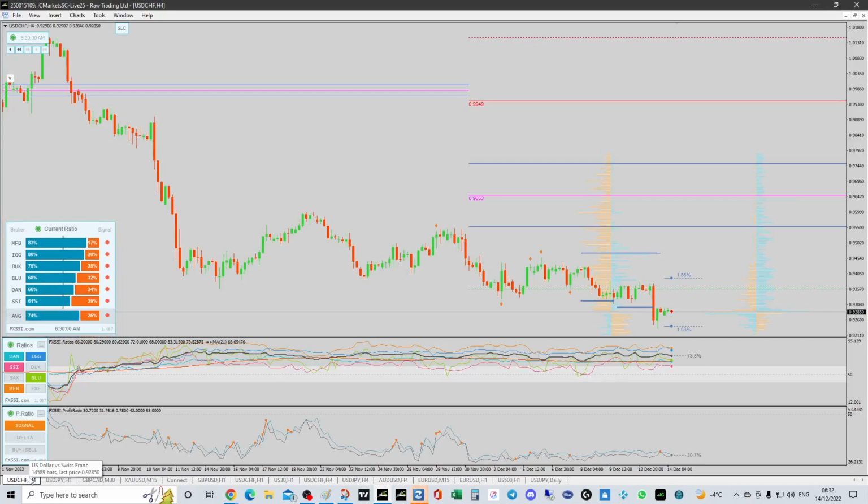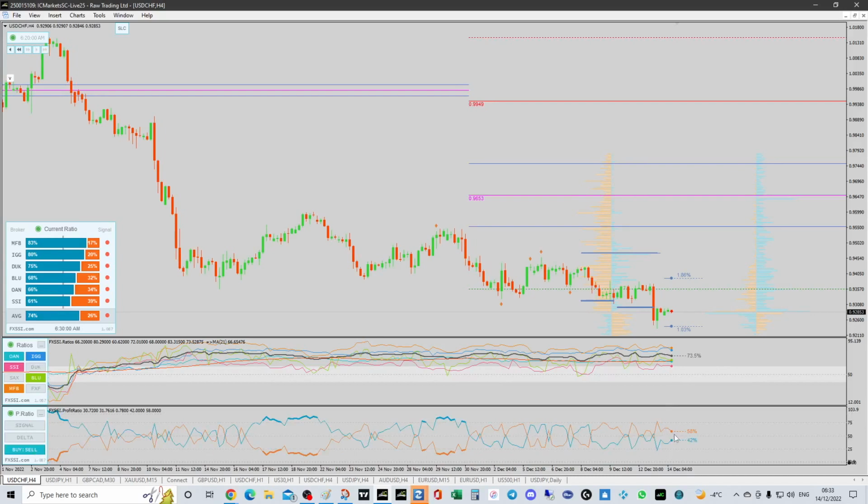All right, so dollar Swiss, SLC below 92.40. It's got a lot smaller. We took out a lot of stops on that move. We are a sell. They are selling it slightly. The sellers are in control.